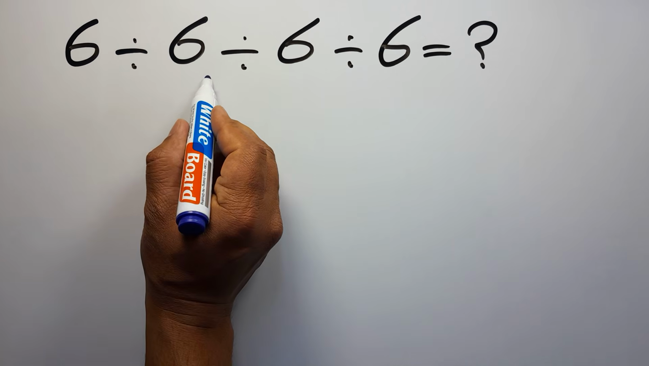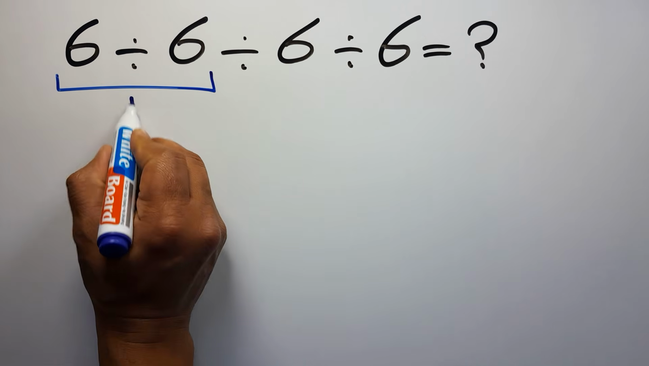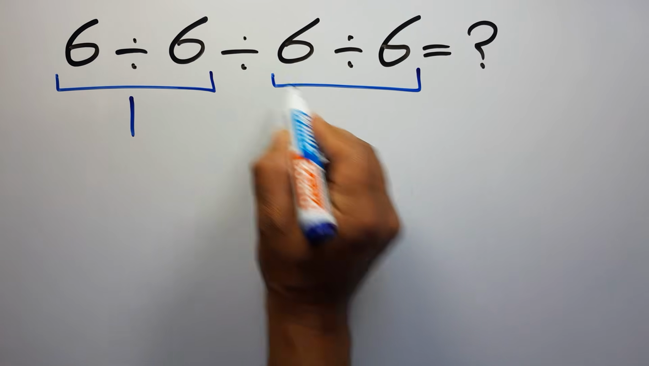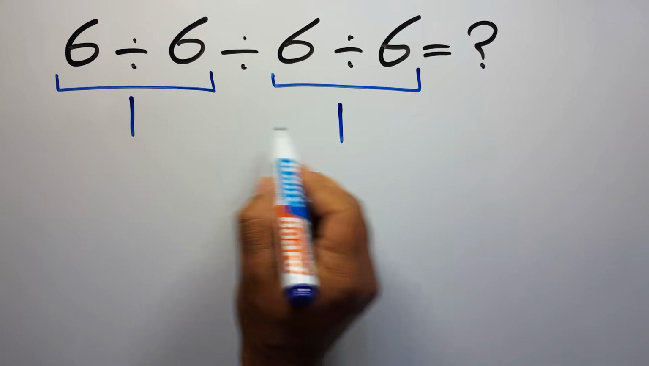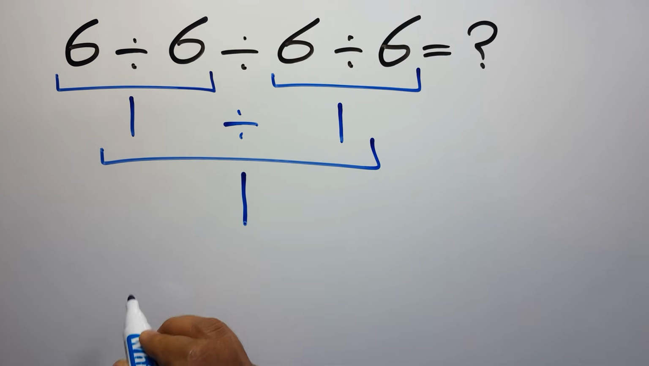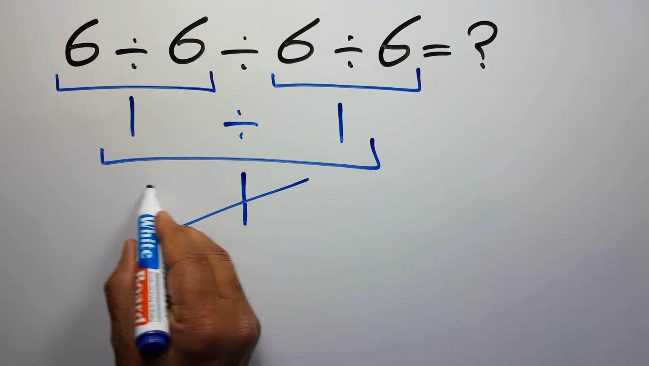6 divided by 6 is just 1. And again here we have 6 divided by 6. So 1 divided by 1 is just 1. But this answer is not correct.